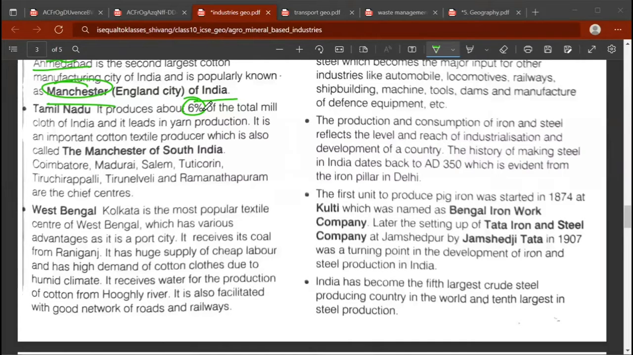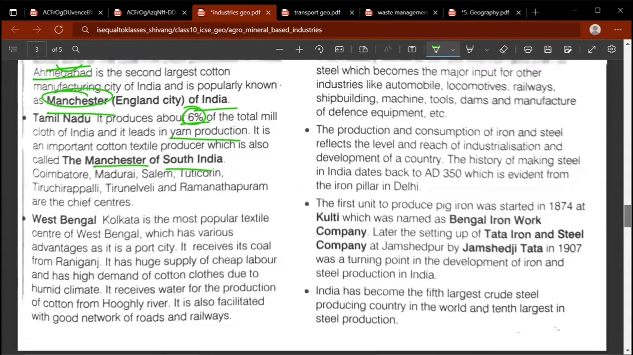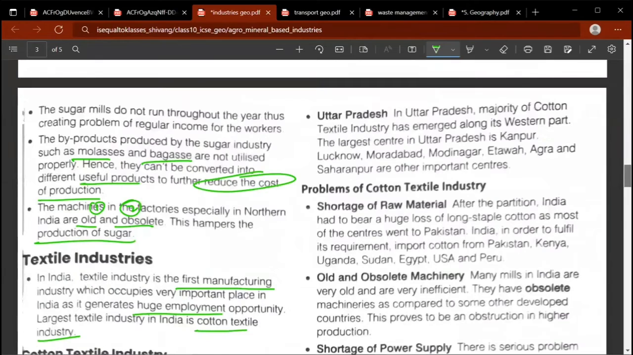Then we have Tamil Nadu. It produces about 6% of the total mill cloth of India and it leads in yarn production. It is an important cotton textile producer, which is also called the Manchester of South India. And we have further states as listed in the PDF given. Let's move on to Uttar Pradesh.